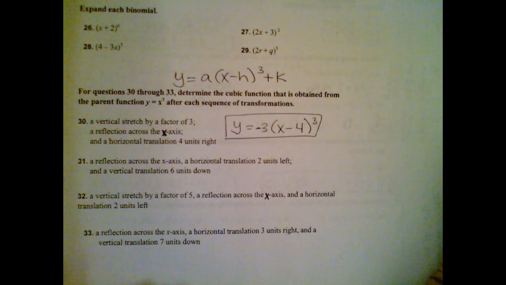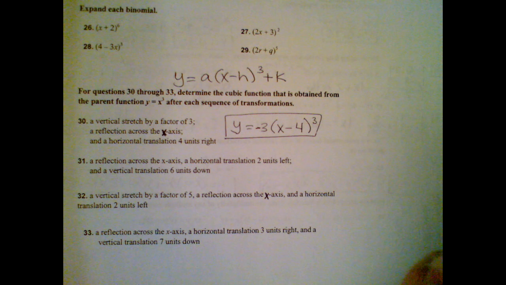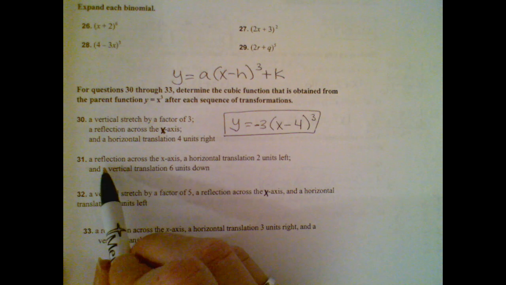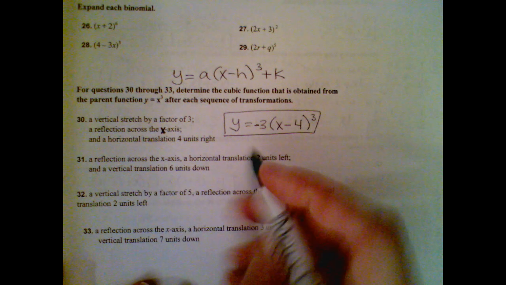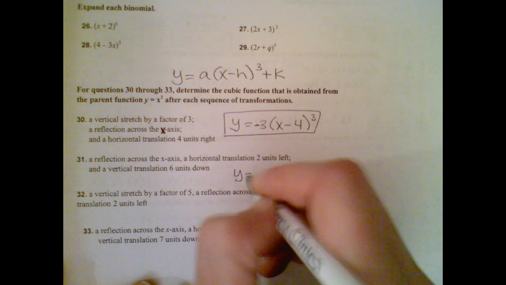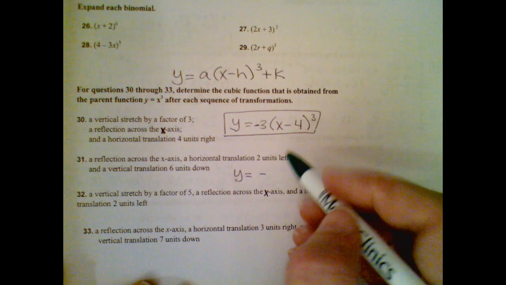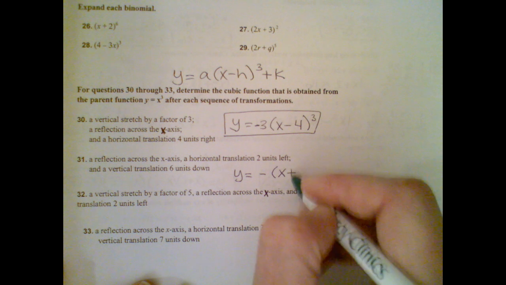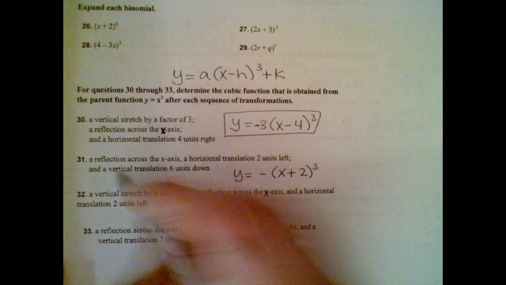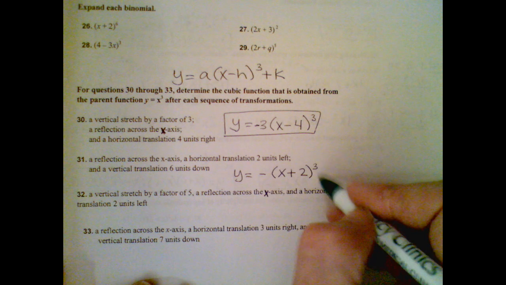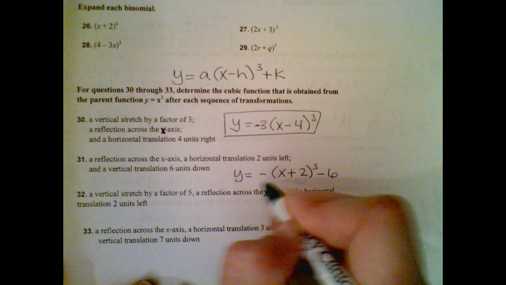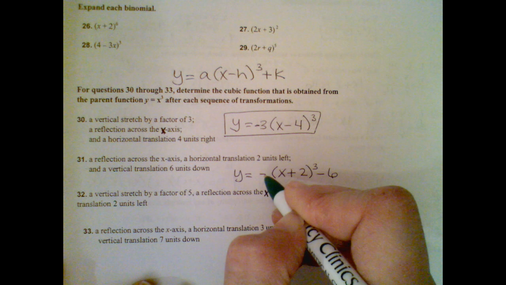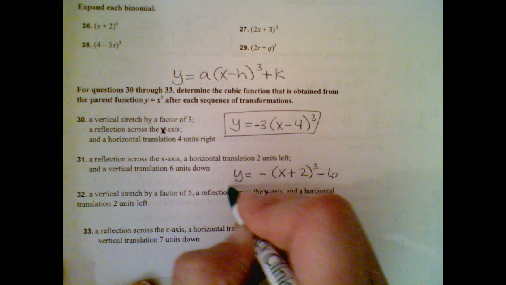If you're second guessing yourself, I would go ahead and graph it so you can see how it is moving. For this next one, it's a reflection across the x-axis, so we're going to put a negative in the A spot. It's moved to the left 2 units, so we're going to add 2. And then it is moving down 6 units, so we subtract 6. And then it doesn't say anything about stretching or compressing, so we don't need a number in the A slot.